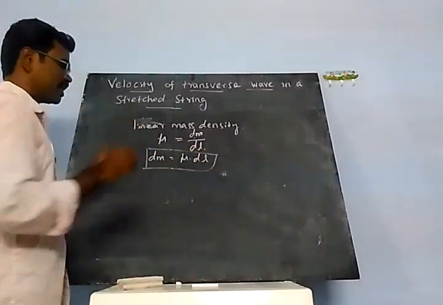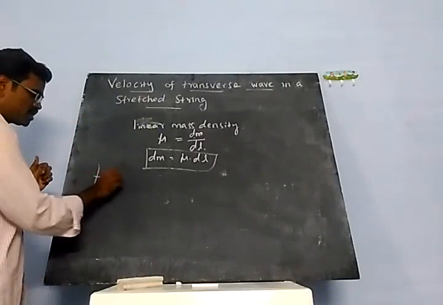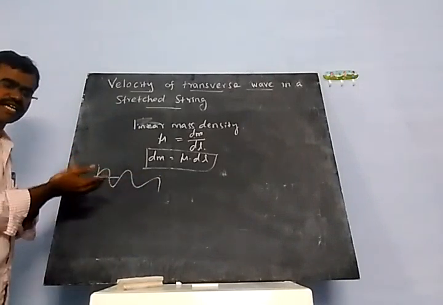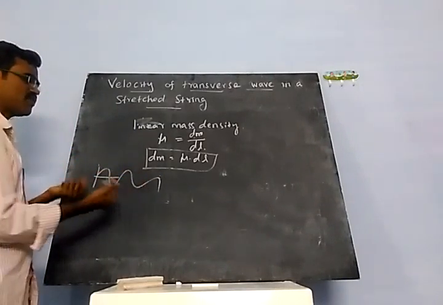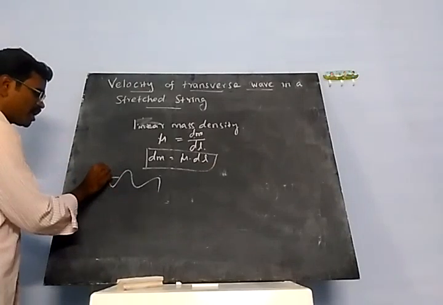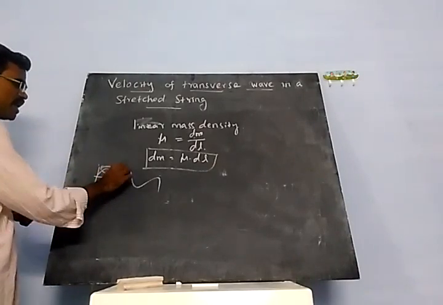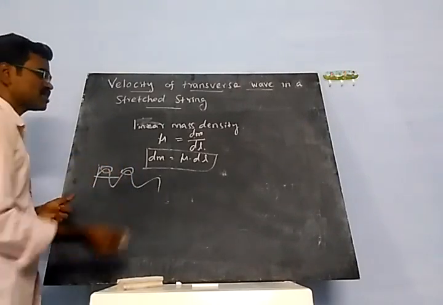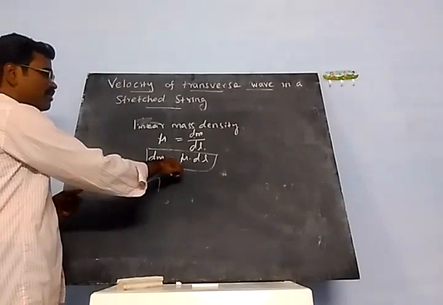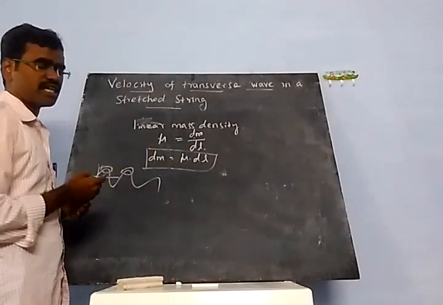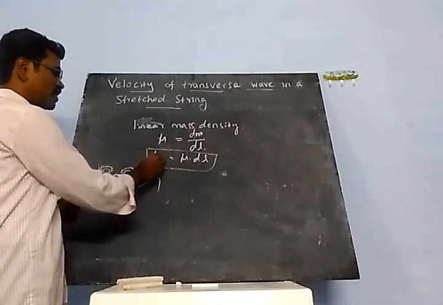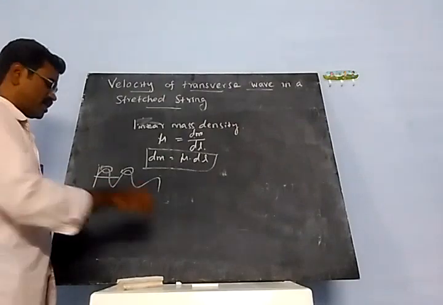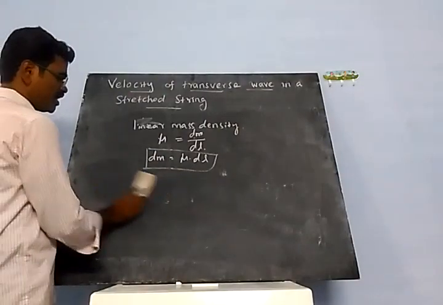So how do we find that mass? Because the wave is moving, we could easily find the total string mass, but I am going to take only this part. To calculate the mass of this part, we multiply the linear mass density with the segment length. So we get the mass. Then dm is equal to mu into dl.